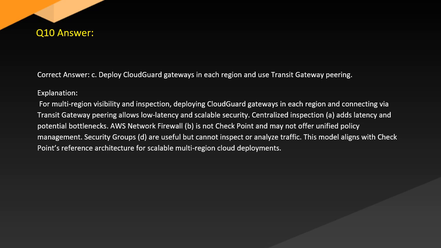Network firewall, B, is not Check Point and may not offer unified policy management. Security groups, D, are useful but cannot inspect or analyze traffic. This model aligns with Check Point's reference architecture for scalable multi-region cloud deployments.